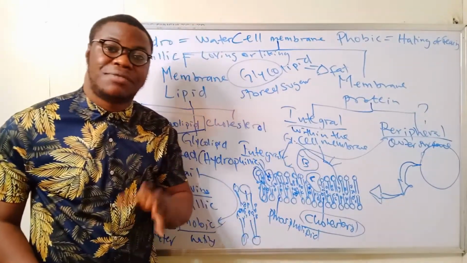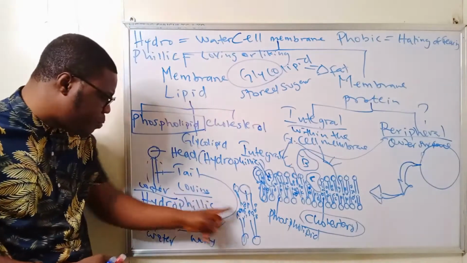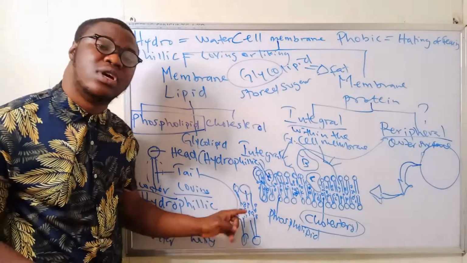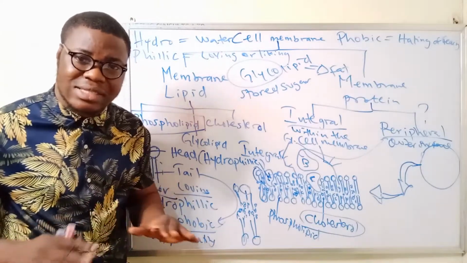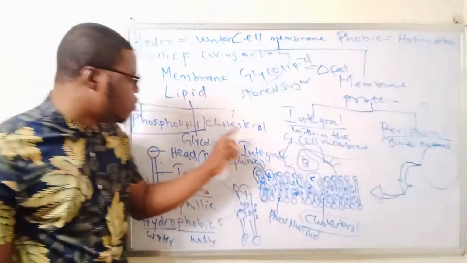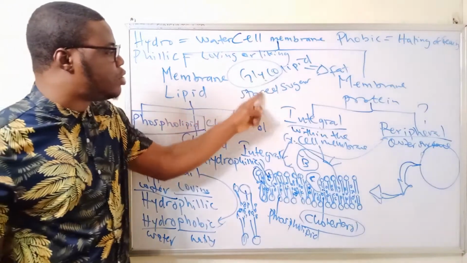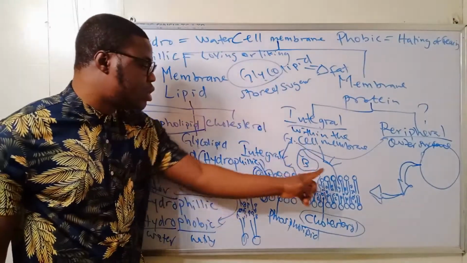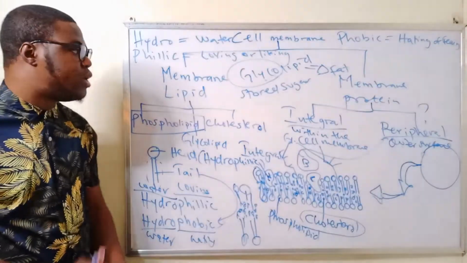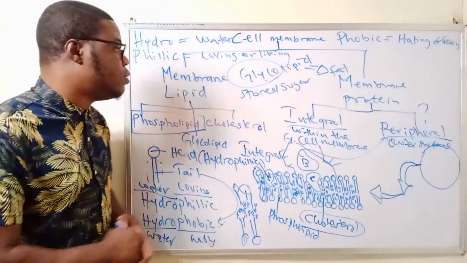And then we went straight up to the cholesterol. We said the cholesterol is found between the hydrophobic tails of the phospholipid, where they perform the function of maintaining the cell membrane stability. As simple as that. And finally, we talked about the glycolipid. We said they are stored sugar from the word glycogen attached with lipid, and they are found on the surface of the cell membrane. So let's talk about the nucleus. I'll be right back.